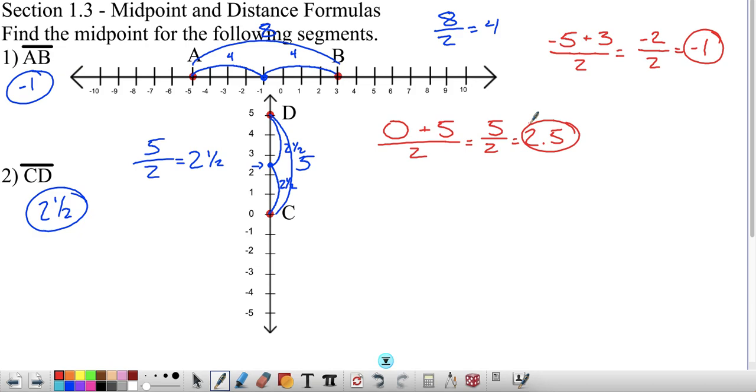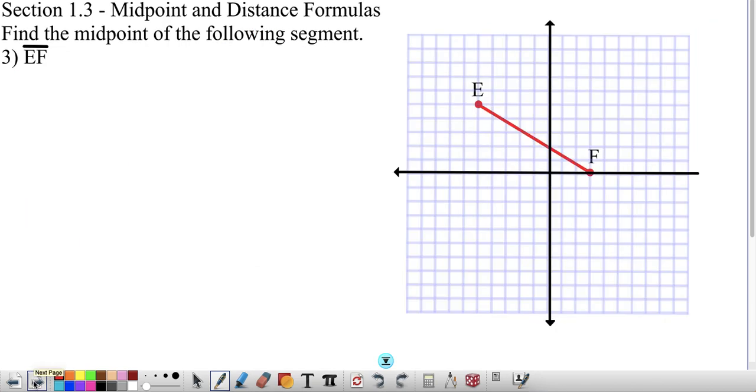In number 1, we just went left-right. In number 2, we went up and down. So let's try this on a coordinate plane where it's two-dimensional. So segment EF, notice that E is at, well, when we count 1, 2, 3, 4, 5, and then up 1, 2, 3, 4, 5. So -5, 5. While F is over 1, 2, 3 units, it's at 3, 0.